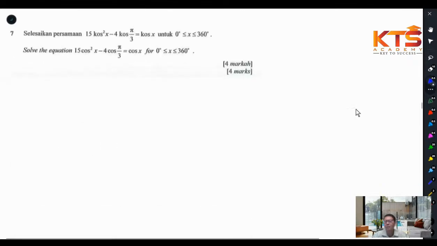MRSM. Solve this equation. You have cos square 15 cos square x minus 4 cos pi over 3, 180 over 3, which is 60 degrees. Cos 60 degrees is 0.5. You check and see with a calculator. Times 4, that will be 2.